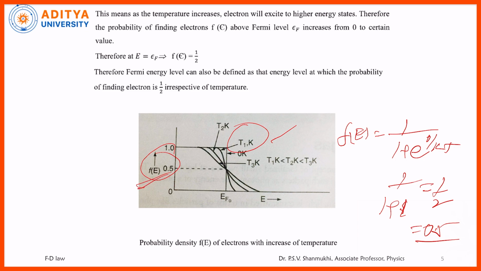That energy level is called the Fermi energy level. I am giving another definition for the Fermi level. The energy level at which the probability of finding the electrons is 0.5 irrespective of temperature, other than 0 K, in metals. Again I am specifying, in metals. So these are the probability curves. Different probability curves we get at different temperatures, but all are passing through a single point, say C, which is called the crossover point. At this crossover point, f of e is equal to 0.5. This is the variation of Fermi energy level with the temperature.